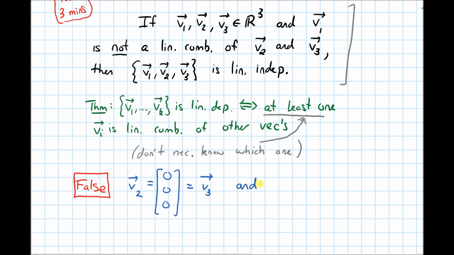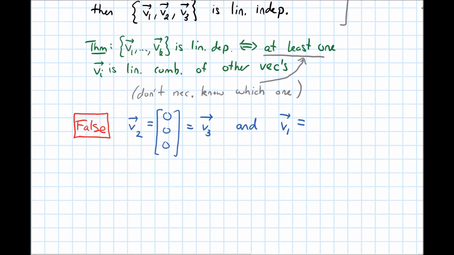Okay, but I'm not done with my counterexample. I need to come up with v1. But v1 needs to not be a linear combination of v2 and v3. So what would v1 be? Well, when I make a linear combination of v2 and v3, I'm just taking linear combinations of the zero vector. So for v1, I have to pick something that's not the zero vector. So I'll just pick 1, 0, 0 for simplicity.